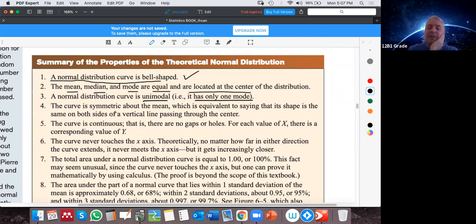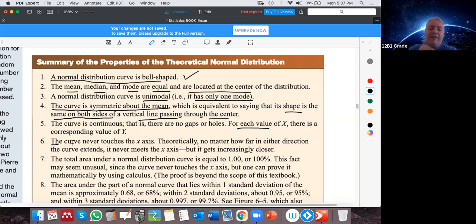The curve is symmetric about the mean. It's very important, which is equal to saying that its shape is the same on both sides of a vertical line passing through the center. The curve is continuous. There are no gaps and holes. For each value of x, there is a corresponding y value.